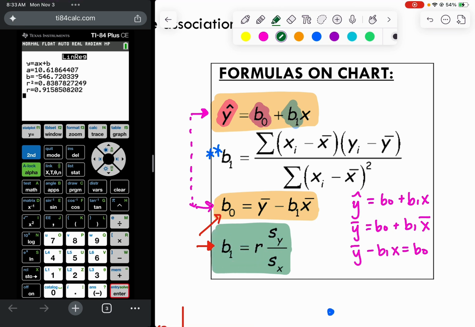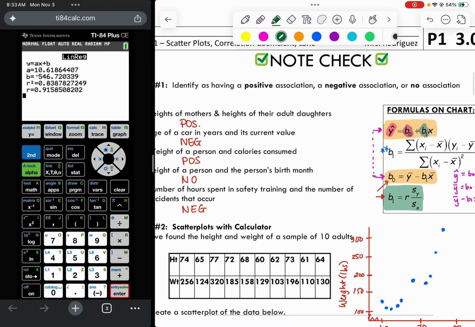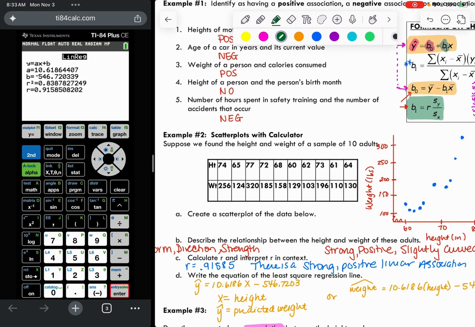Okay, so now that we talked about what is going to be provided for you, let's talk about a couple of other things. Talking just about association in general, please note that association does not mean causation. It just means, is there a relationship between the two variables? So you can take a look and check your positive, negative, or no association there. I'm going to move on to example 2 though, because that's where we start to hit the really important stuff.